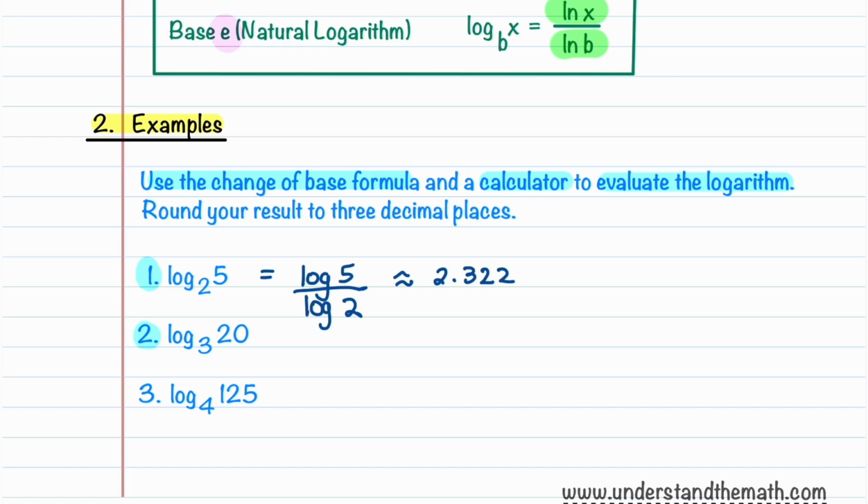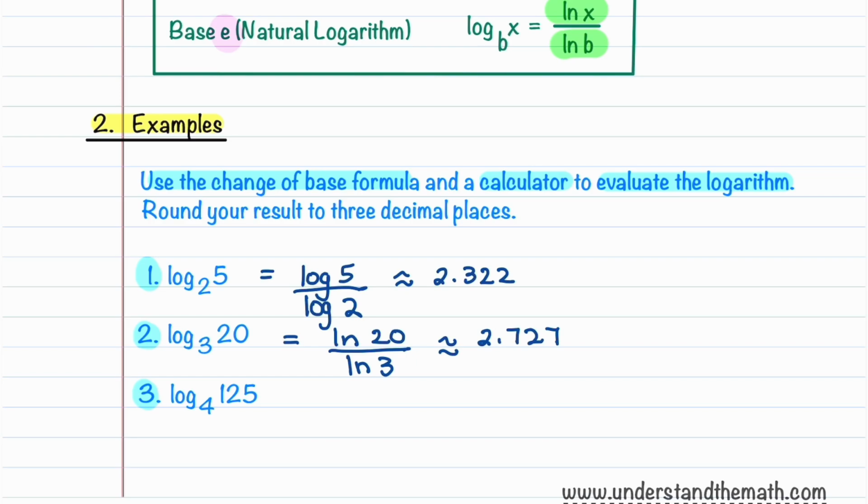Let's now look at our second example. To give us some practice with natural logs, I'm going to choose e to be our new base for this problem. And we can write the answer as ln of 20, all divided by ln of 3. We'll plug it into our calculator, and we get an answer of 2.727.